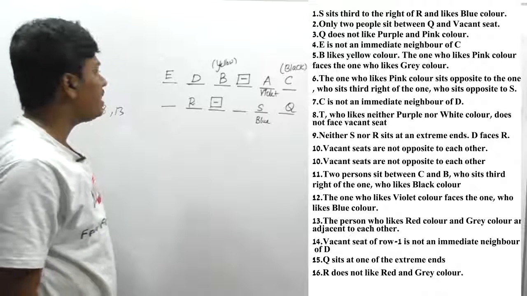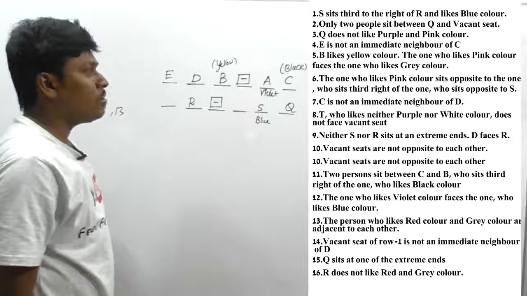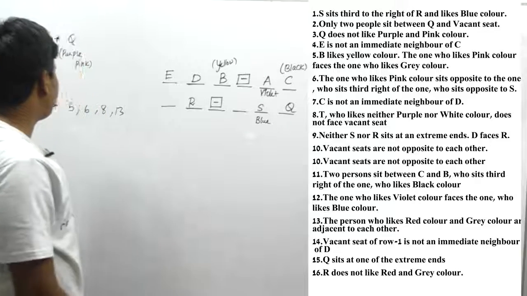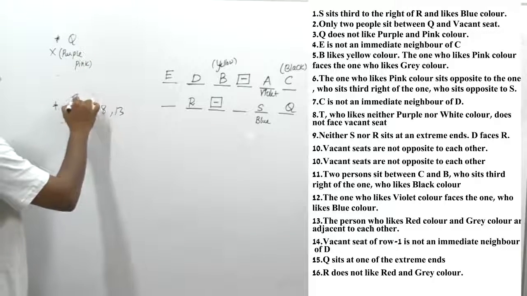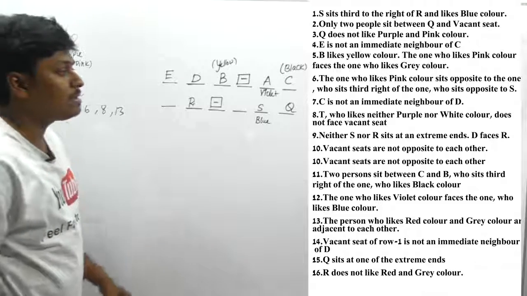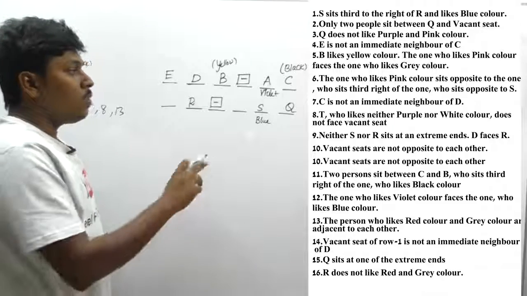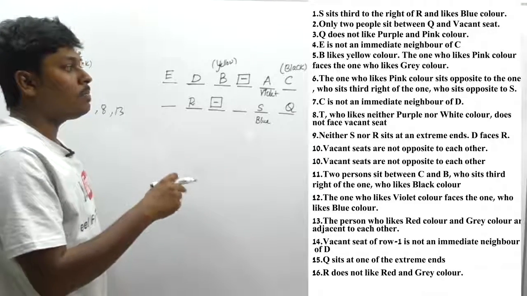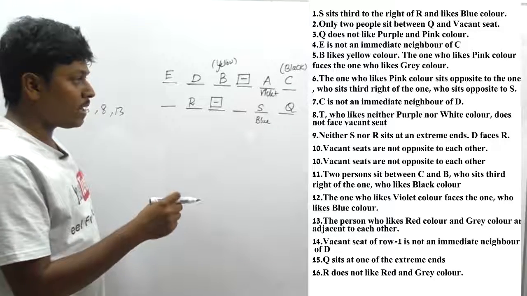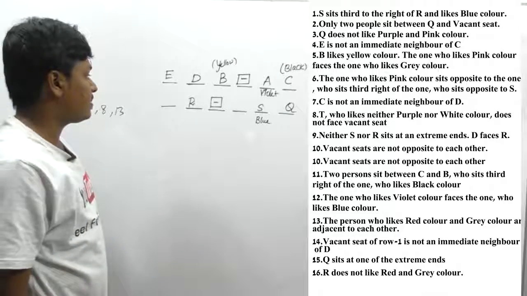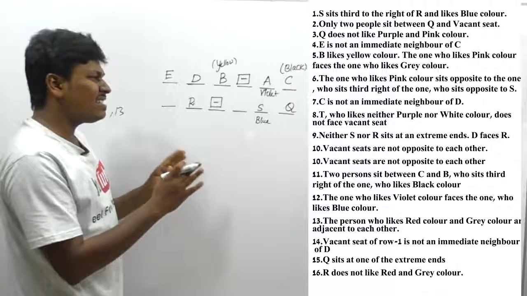Friends, listen carefully. The person pink and grey should be opposite, right? Okay, I think the fifth point we didn't complete it. So let me move on to point number 6. The one who likes pink color sits opposite to one who sits third to right of one who sits opposite to S. Friends, listen to the words carefully.